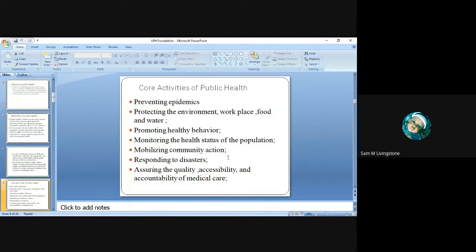Assuring quality, accessibility, and accountability of medical care. Is the medical care we are receiving of quality? Is it accessible to the population, or do people have to walk about 2,500 miles before they can get medication? If we bring the drug supply for the population, would there be a report? Are people accountable? Then the monitoring comes in.